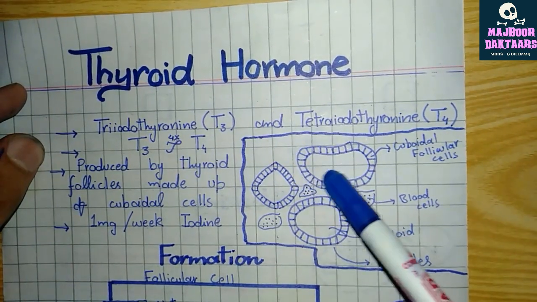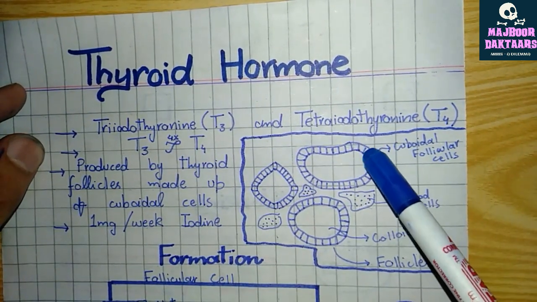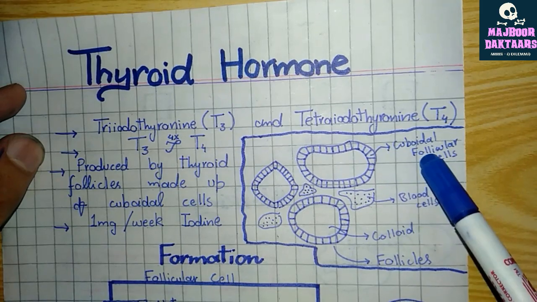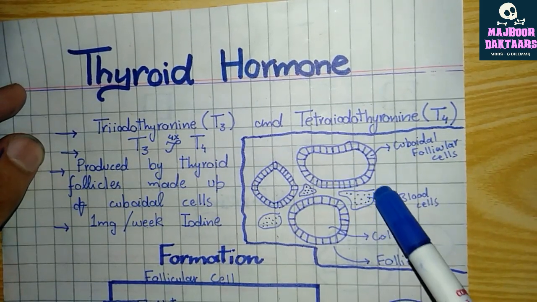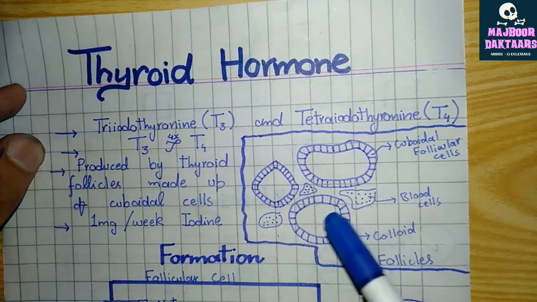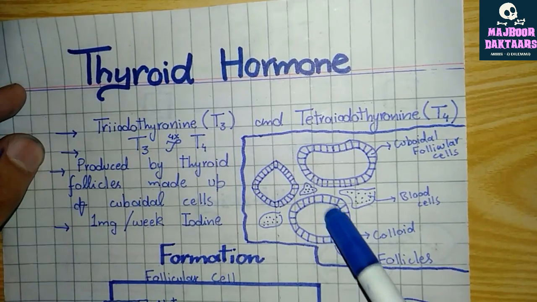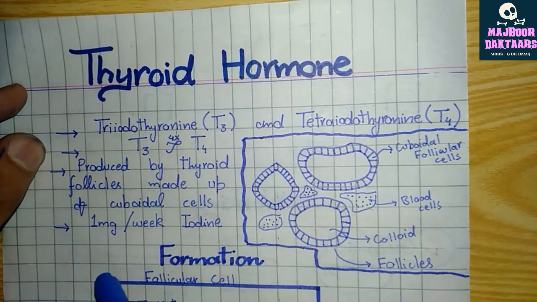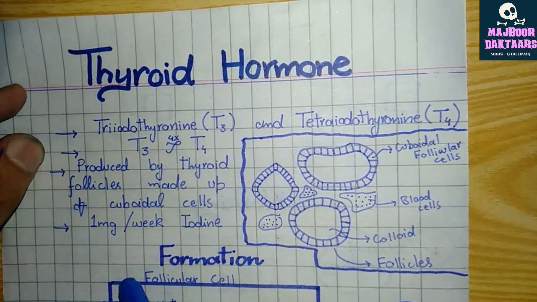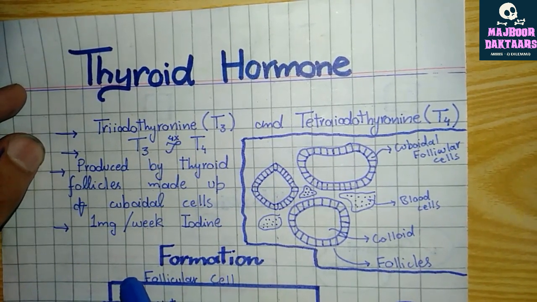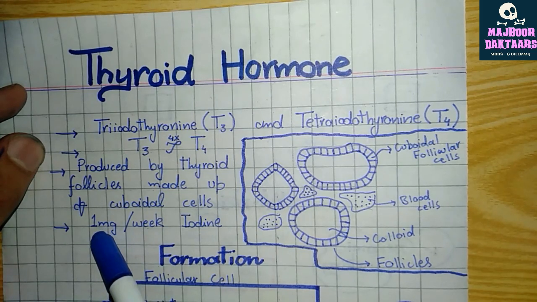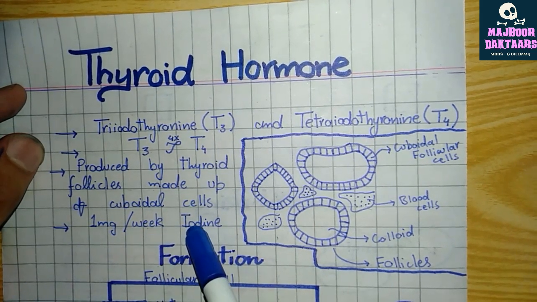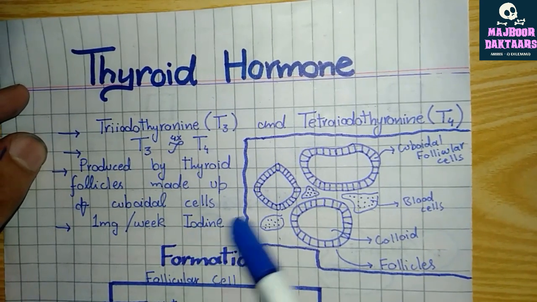These are the thyroid follicles and they are made up of small cuboidal cells. And here are the blood capillaries, and the middle, the empty portion of the thyroid follicle is known as colloid. The requirement of iodine is essential for the formation of thyroid hormone. So, a typical requirement of 1 milligram per week of iodine is necessary for the formation of thyroid hormone.